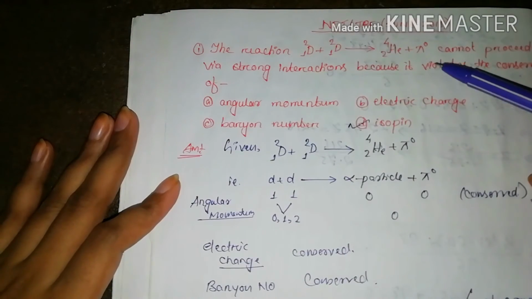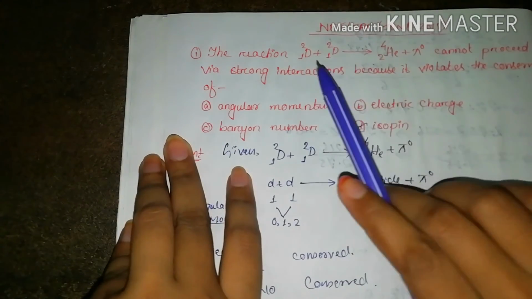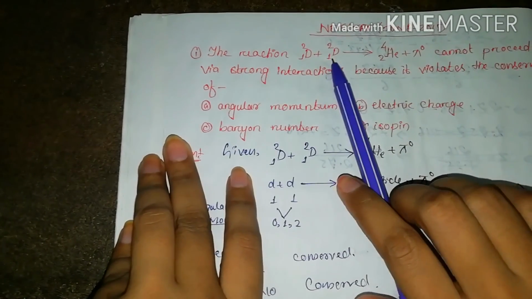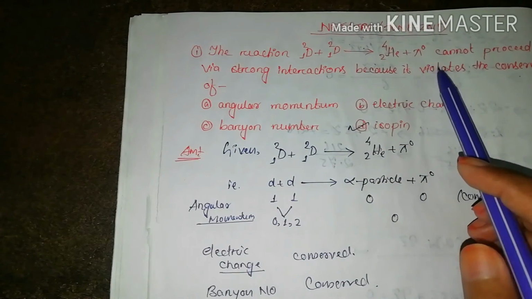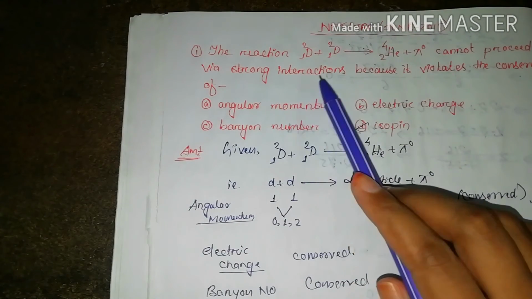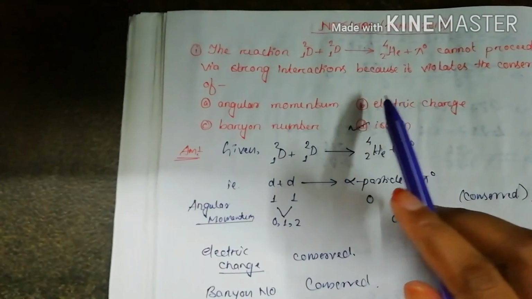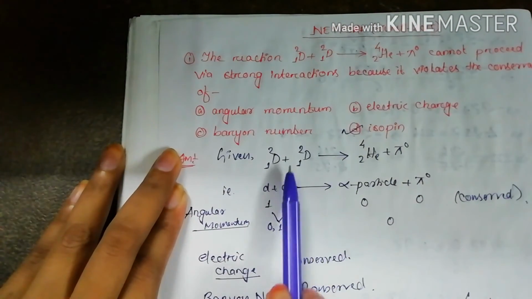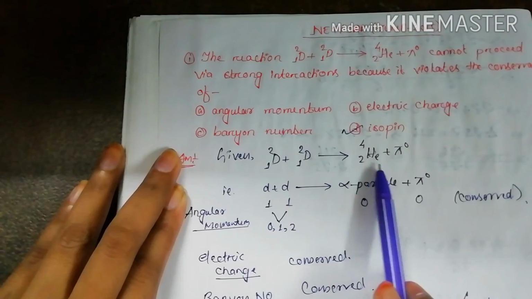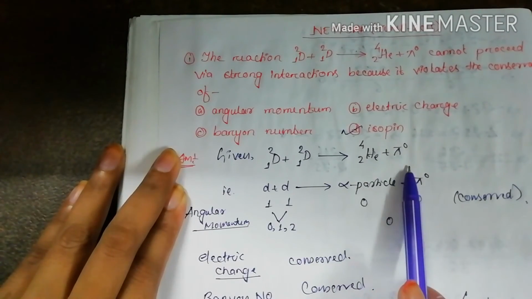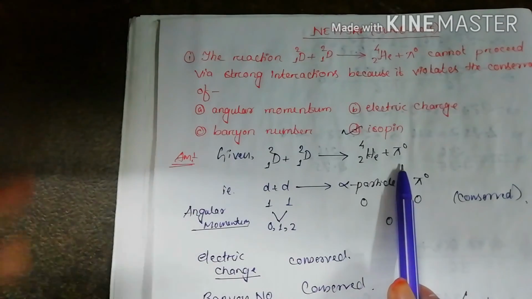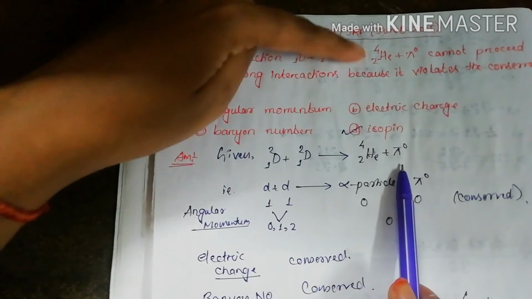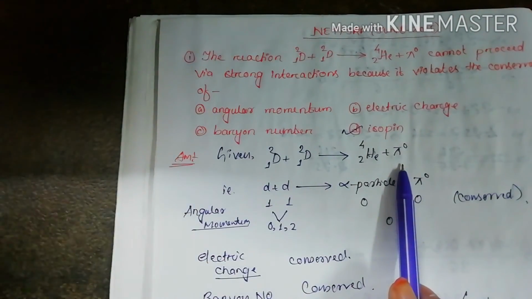The next question is from June 2015. Here the reaction is two deuterium giving one alpha particle and a pion. It cannot proceed via strong interactions because it violates the conservation of what? So we are asked which violation is not allowing this particular reaction to proceed through strong interactions.